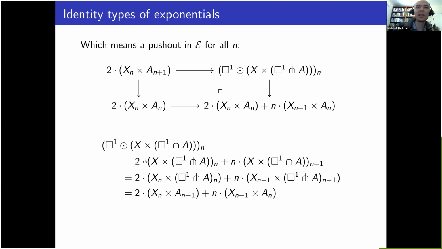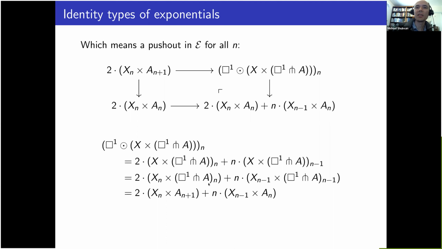So that's 2 copies of an n cube in whatever this thing is, or n copies of an n minus 1 cube in whatever this thing is. Okay. And now this is a product, so I just distribute that into an n times this path space, and n minus 1 in this path space.